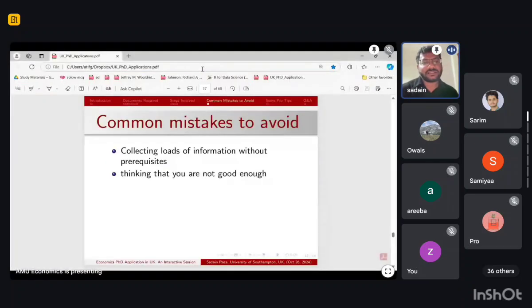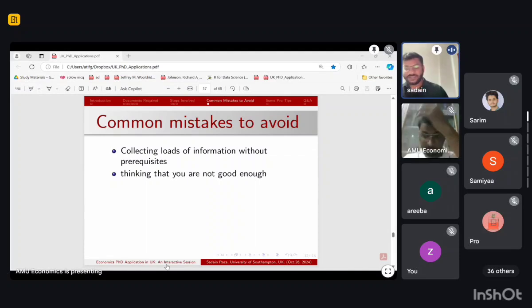Go to the next point, please. Thinking that you are not good enough. Oh dear. You are applying to some big UK university. You have done your bachelor's and master's from Visva-Bharati. Visva-Bharati is not in the top 100 ranks currently in the NIRF ranking. You will feel that, okay, I will never be selected.